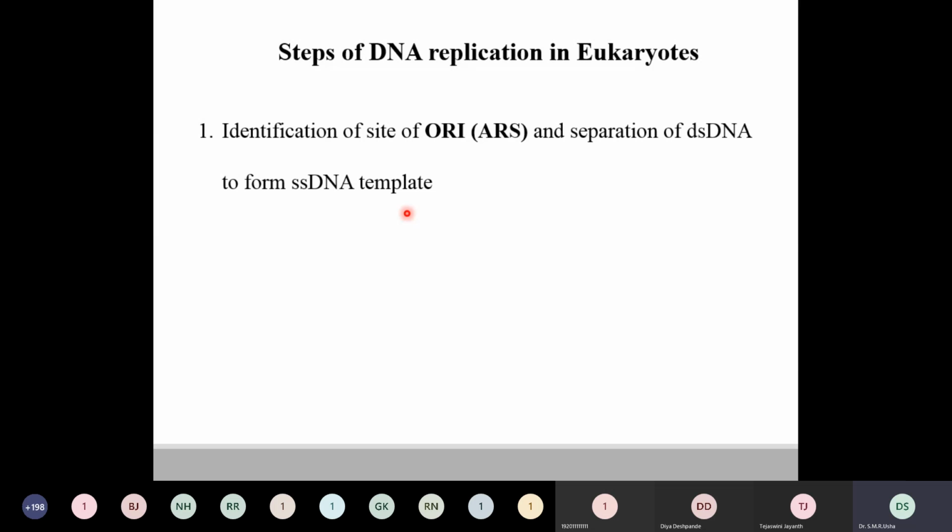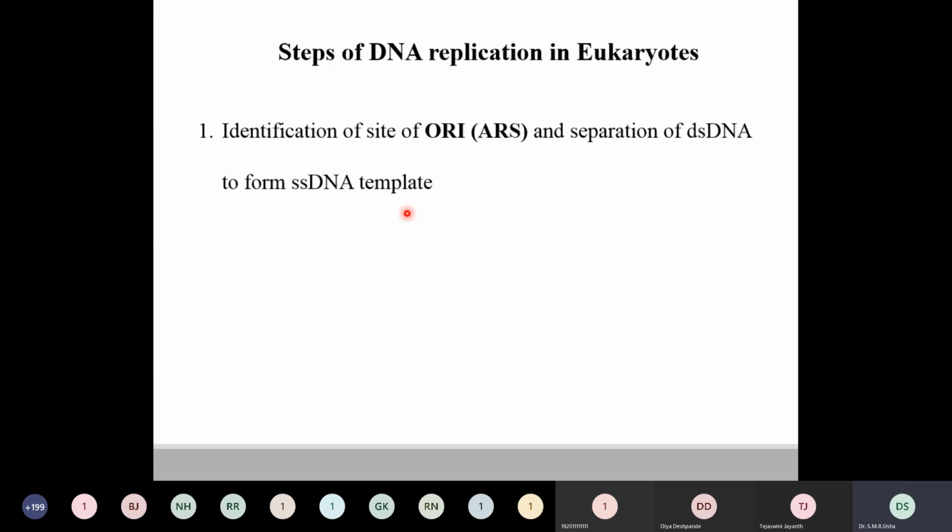I am not going to explain the DNA replication of eukaryotes and prokaryotes separately. The replication in eukaryotes is quite complex. So after talking about the DNA replication in eukaryotes, I'll just tell you the differences between eukaryotic and prokaryotic replication. Now we are seeing the DNA replication in eukaryotes.